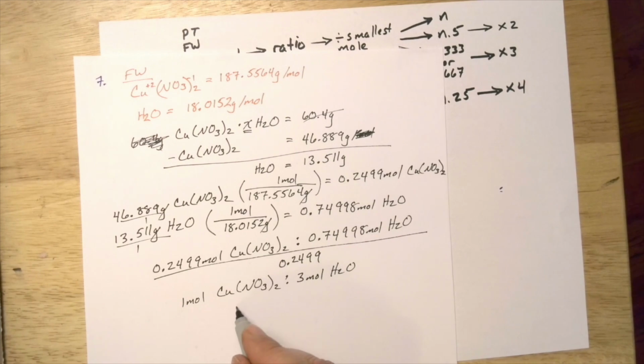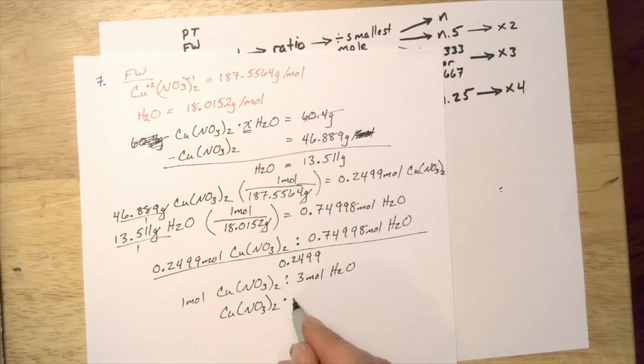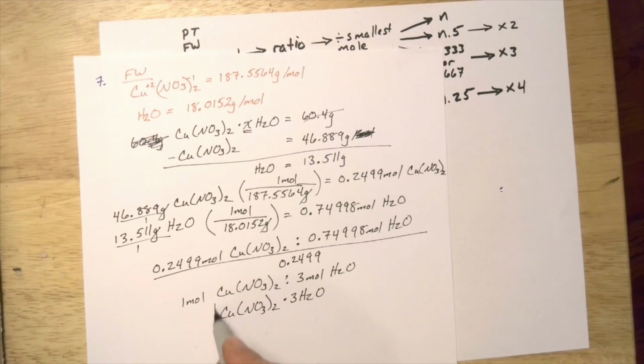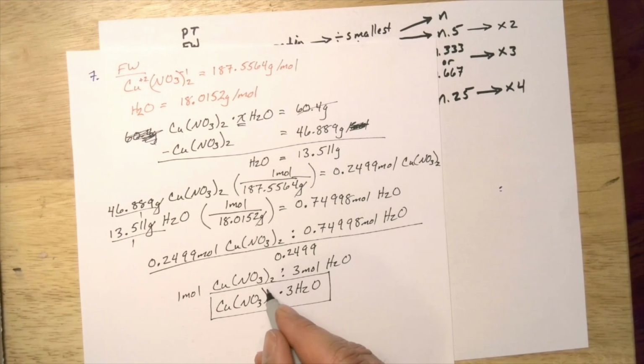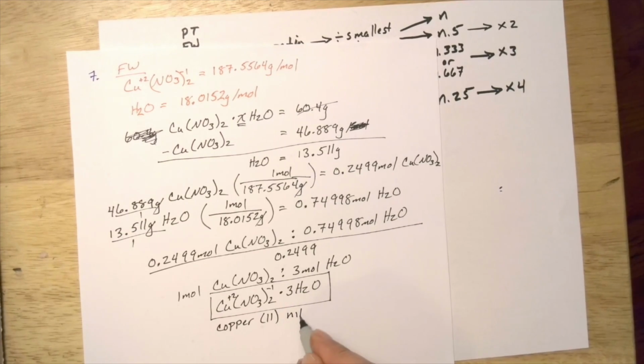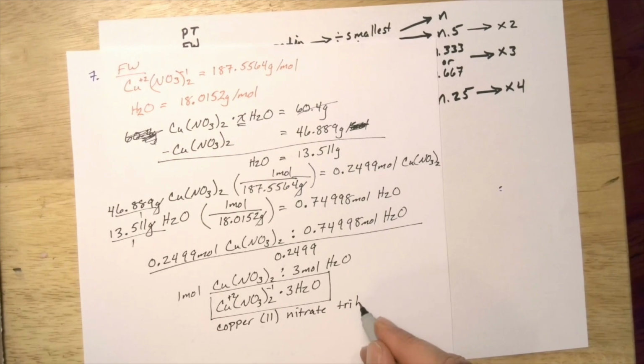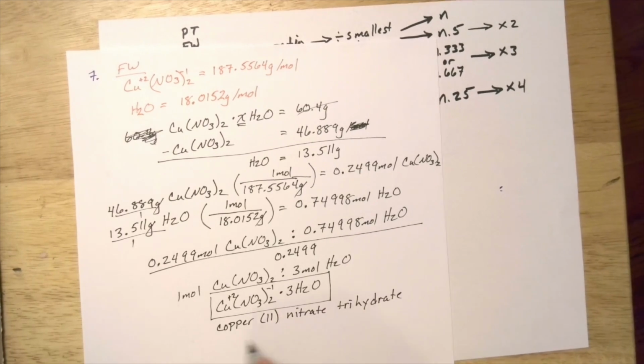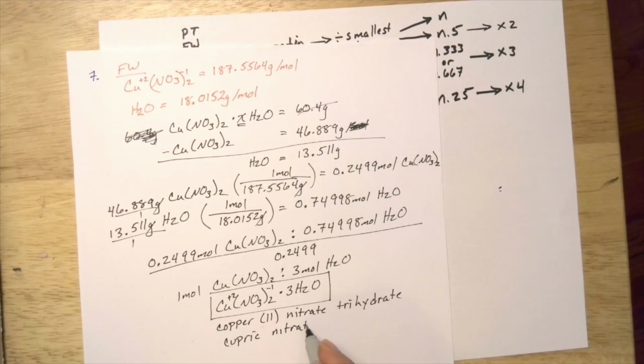So the formula becomes Cu(NO3)2·3H2O. That is your formula here. The name for it, nitrate has a -1. You have 2 of those, therefore that copper has a +2. So this could be called copper(II) nitrate. And the 3 is tri. The word for water is hydrate. Or the other name for it would be cupric nitrate trihydrate.